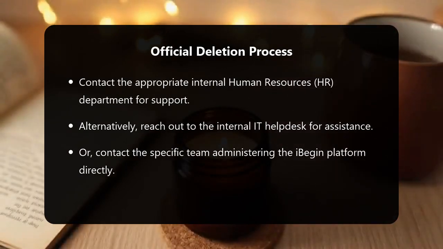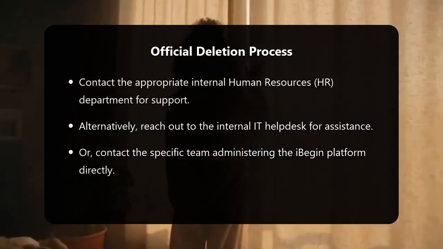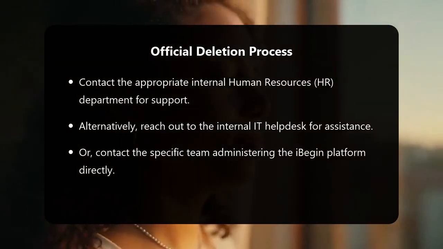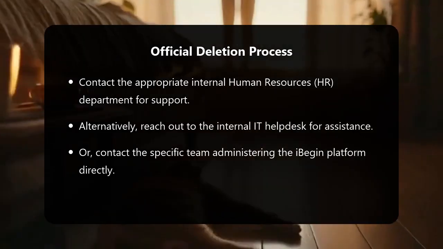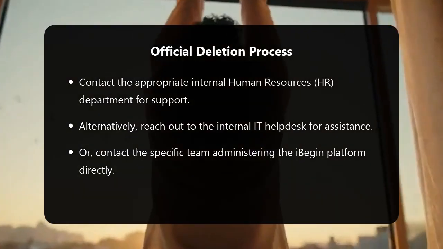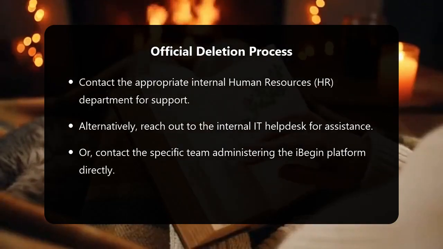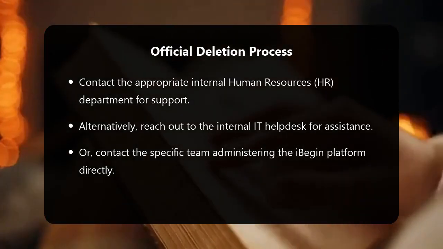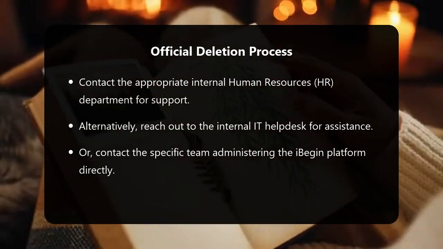To begin this formal process, first, you need to identify the correct internal contact person or department. This information can typically be found on your company's internal intranet portal, by consulting your manager, or by searching the internal directory for HR or IT support contacts. Once you have the appropriate contact information, you should compose a formal request.